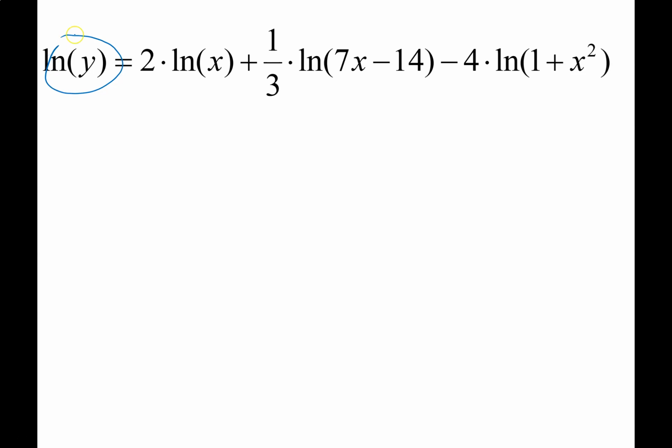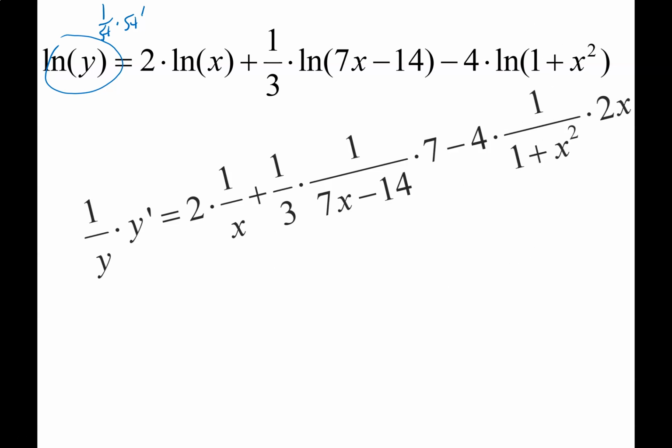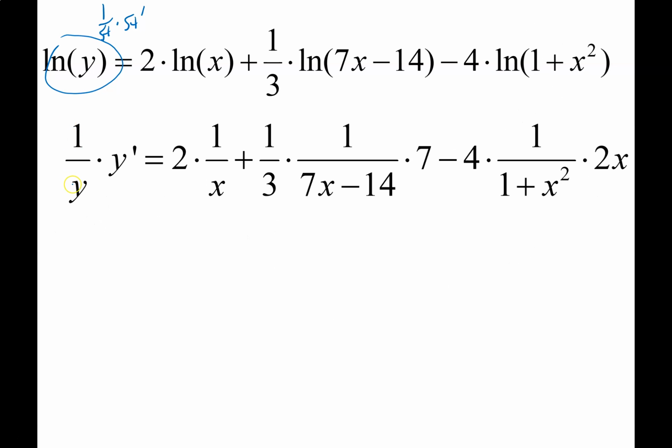How do I derive ln? 1 over stuff times stuff prime. So I get 1 over y times y prime. Bring down your coefficient. Derive ln x, 1 over x. Bring down your coefficient. Derive ln 7x minus 14, 1 over stuff times stuff prime. Bring down your coefficient, negative 4, 1 over stuff times stuff prime.